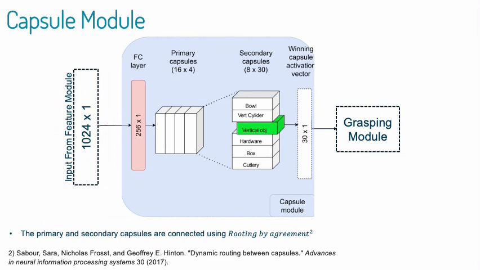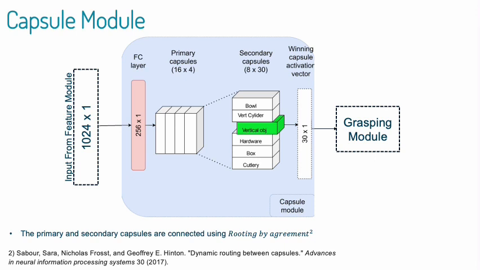The capsule module is a crucial component of the network, comprising 3 layers: a fully connected layer, a primary capsule layer, and a secondary capsule layer. Each layer plays a distinct role in processing and classifying objects. The fully connected layer transforms the input feature vector, while the primary capsule layer extracts initial object features. The secondary capsule layer, with its deeper capsules, encodes more meaningful and refined object representations.